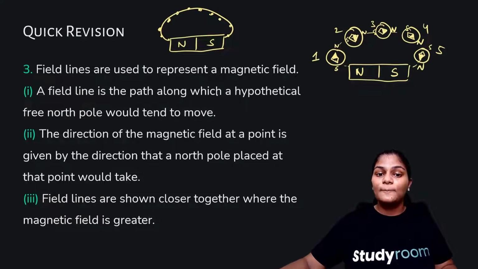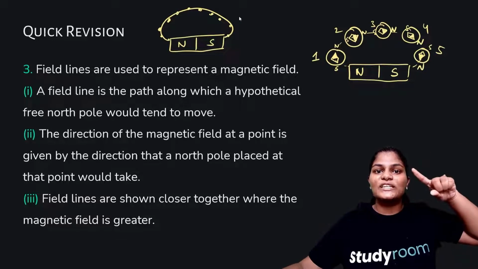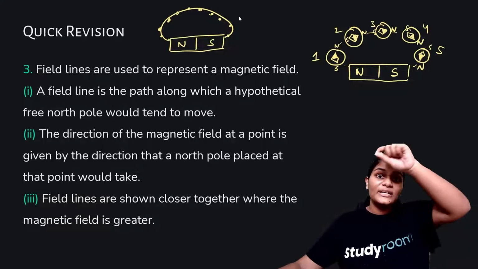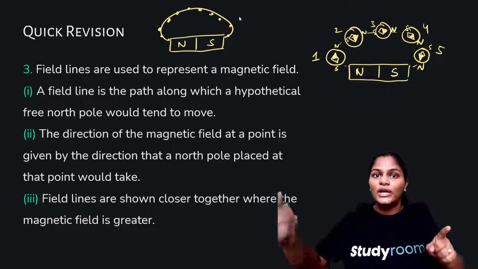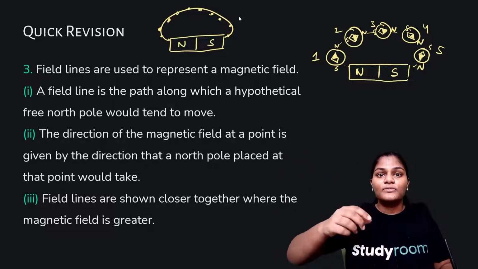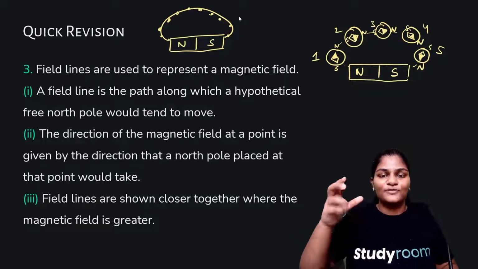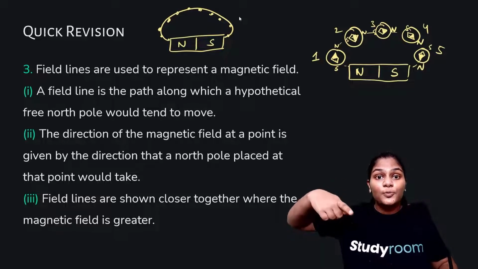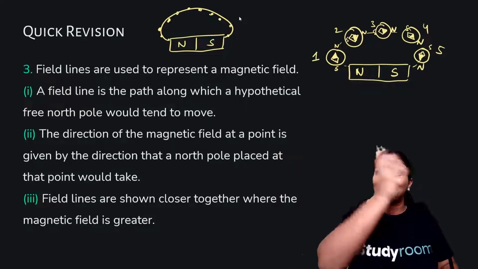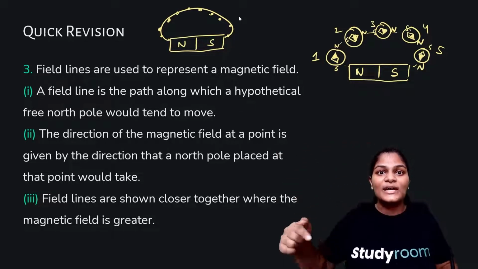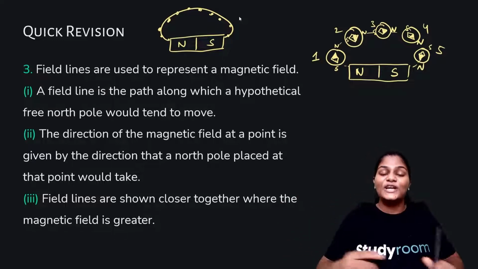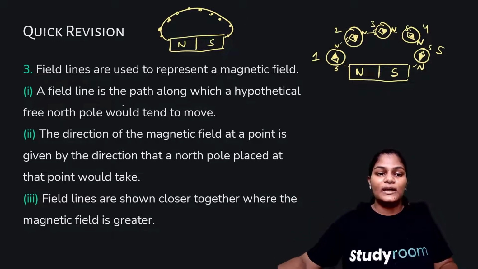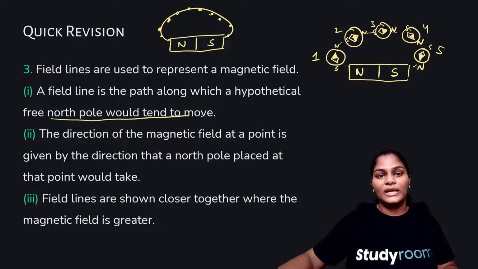So do you understand what this point means now? That a field line is the path along which a north pole would tend to move. What did we do in this experiment? We noted down the direction in which the north pole is pointing at each point, and then we joined it. So to say, if the north pole was like a car, the north pole would want to go along this line, right? Because these dots represented the directions in which the north pole was pointing. So that is what it means by the path along which the north pole would tend to move.